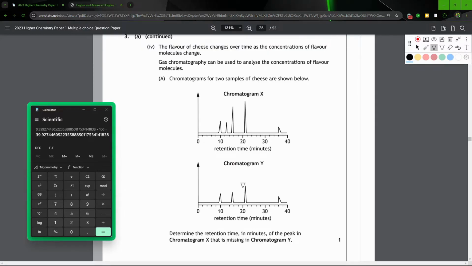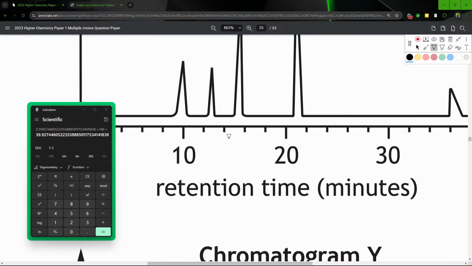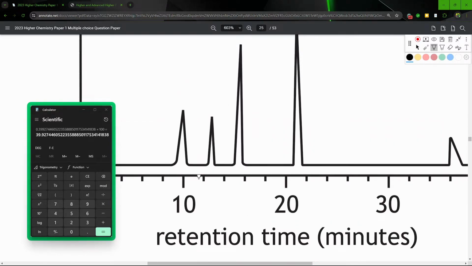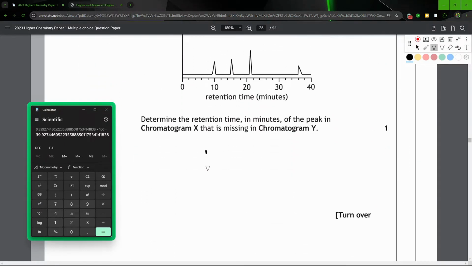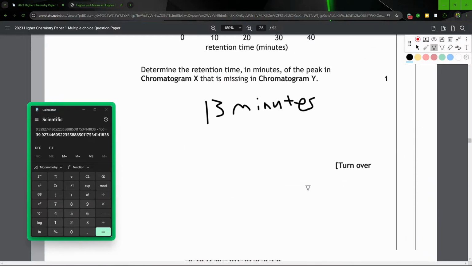But yeah, what we have to do is identify the peak. Okay, well, I found it. It's a bit past the first mark, so this should be a bit past 12. So we can probably say 13, because it's kind of in the middle. So let's just put 13 minutes. Right, and we'll move on to the next question.